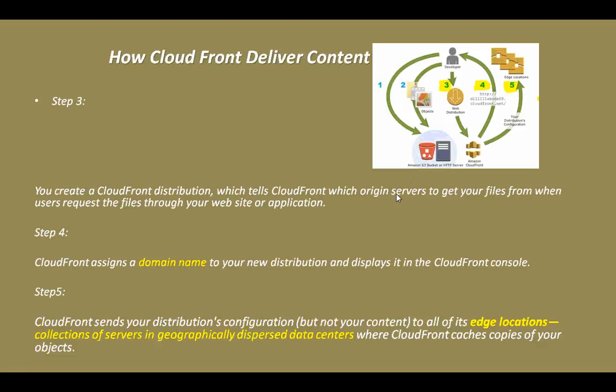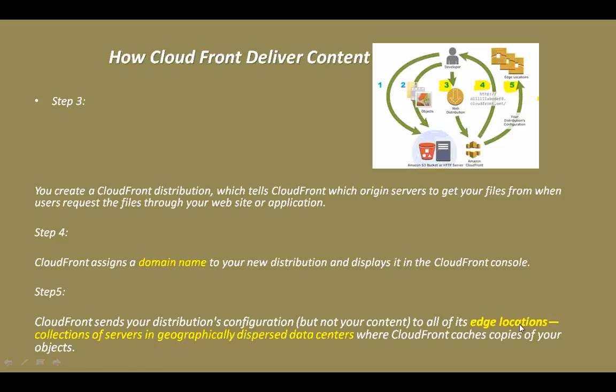So what we'll be doing in step 5? In step 5, CloudFront sends your distribution configuration, but not your content, to the edge locations, so that users should be able to access the content from the edge locations with less delay or low latency, so that each and every time a user query should not be going to the origin server. User data should be accessible at the edge location. So Amazon CloudFront is basically distributing the configuration information so that the content could be cached at the edge locations.